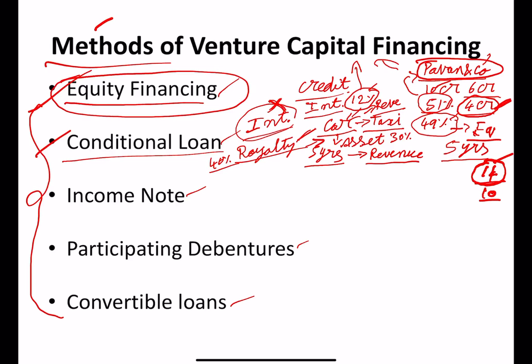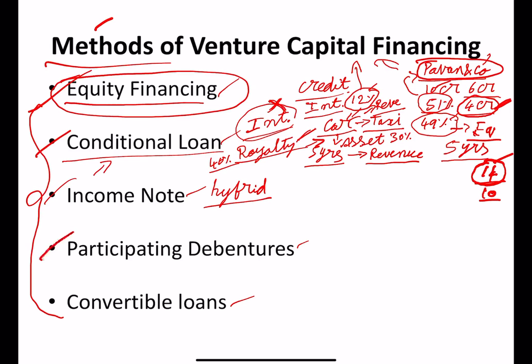Coming to the next one, income note. I hope you are able to understand. I am explaining in detail each and every minute detail. Income note is a form of hybrid financing. What do you mean by this hybrid? It includes a traditional loan as well as a conditional loan, both. Simple. And the next one is participating debentures.